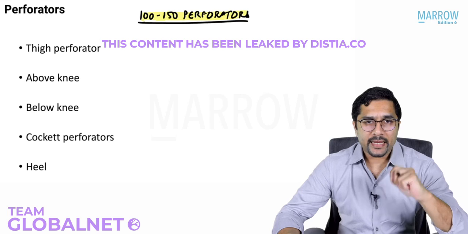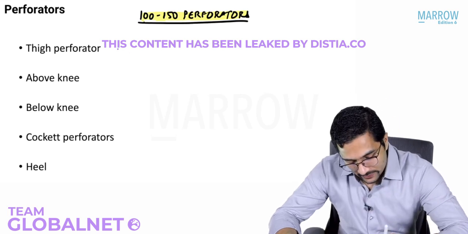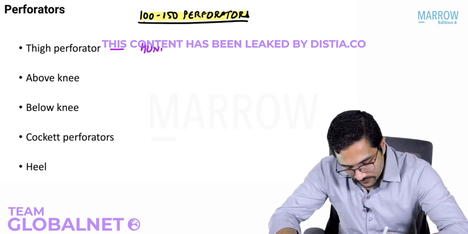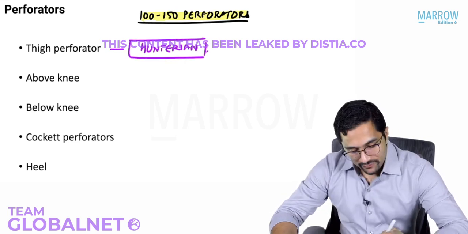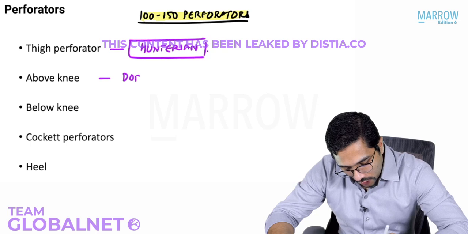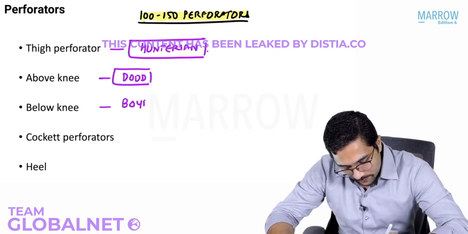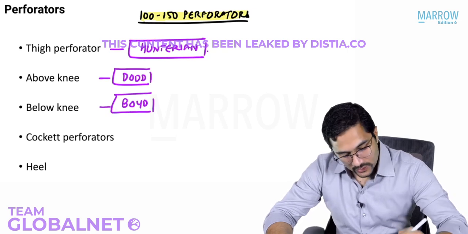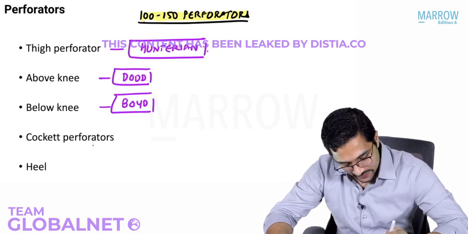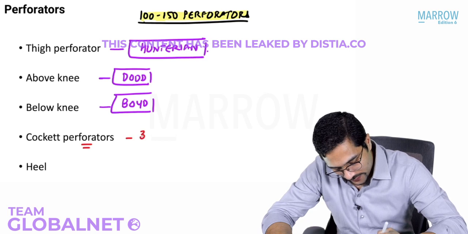Now, there are certain named perforators as well. In the thigh, you have the Hunterian perforator. So the thigh perforator is the Hunterian perforator. Above knee perforator is known as the Dodd perforator. The below knee perforator is known as the Boyd perforator. There are 3 Cockett perforators.